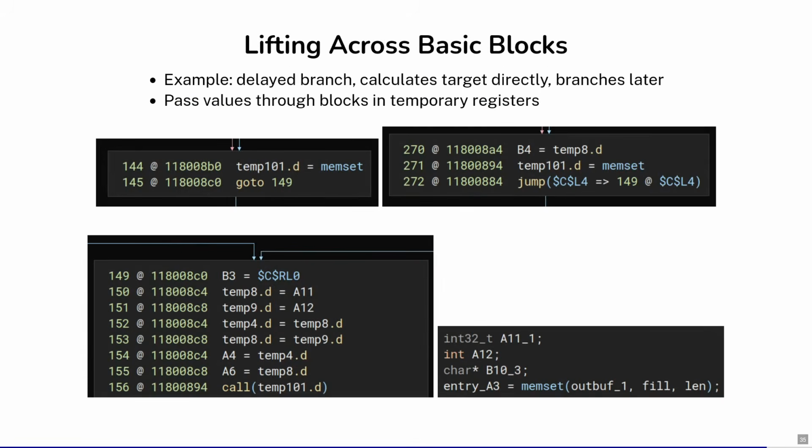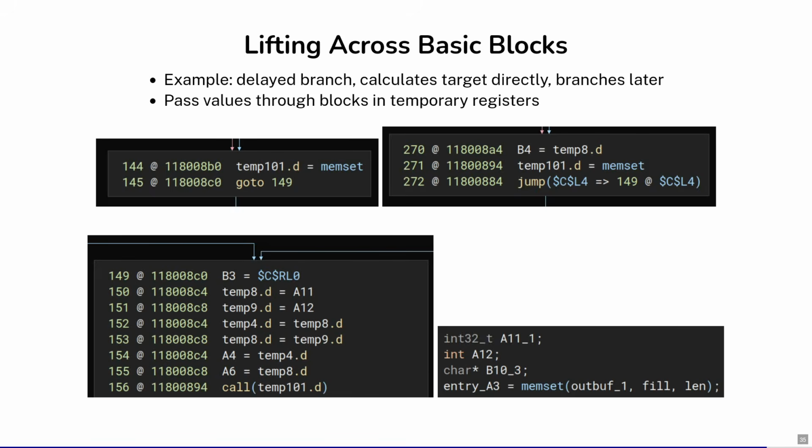And then let's look at one other thing we can do now with the custom lifting. This is a branch that is delayed across block boundaries. In this case, we actually have two different blocks that queue the same branch in two source blocks. In this case, calling memset. And because it's delayed, it will only execute in another block.